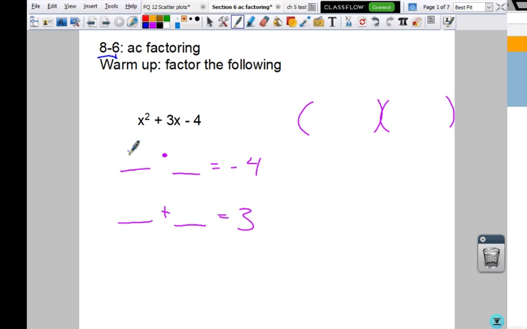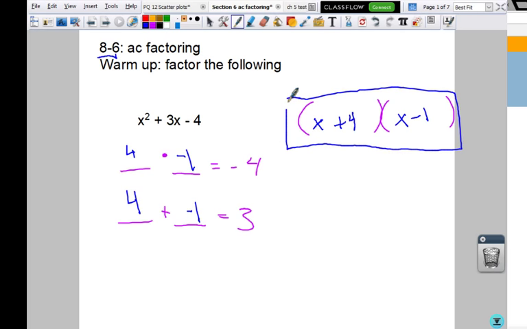So, if I go 4 times -1, I get -4. 4 plus -1 is 3. So I got everything I needed. But my answer isn't just these two numbers. I'm going to put it in parentheses. I'm going to go x, and because that's a positive 4, I'm going to go plus 4. And I'm going to go x minus 1 because that's a -1. I'm sorry. So this is my final answer right here. Thank you, Jason.